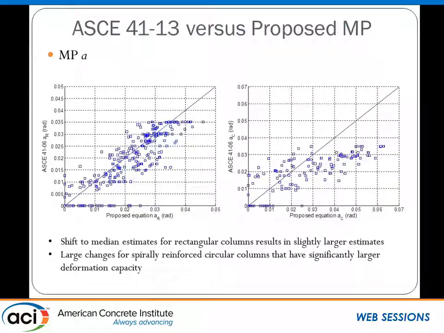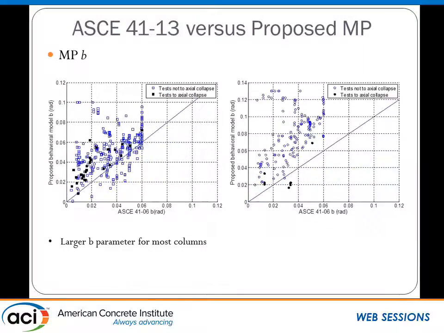Now if we look at ASCE 41 versus the proposed modeling parameters, this is the rectangular column A parameter, circular column A parameter. We see a little bit of a shift for the rectangular columns, but a very large shift actually for the circular columns, which were treated very conservatively in the current code and are now treated to the median values with the proposed equations.